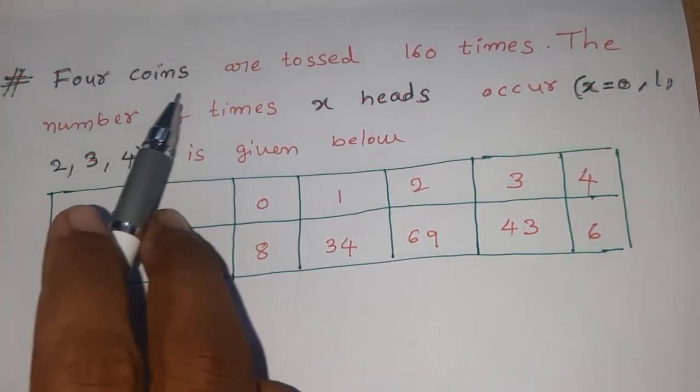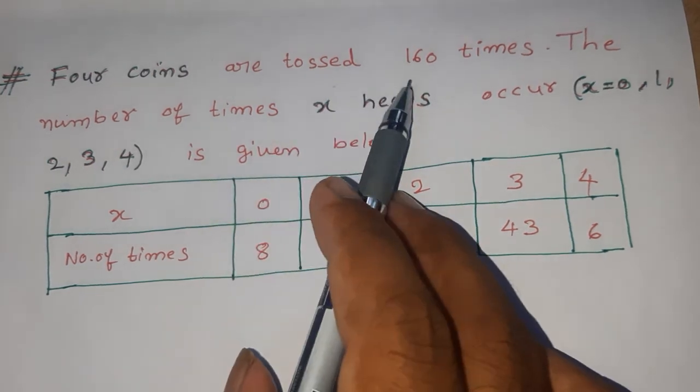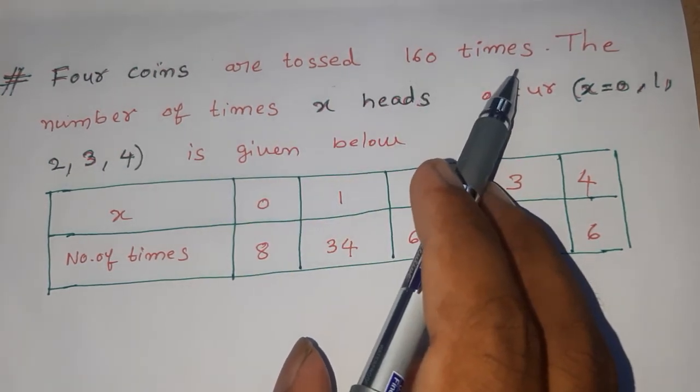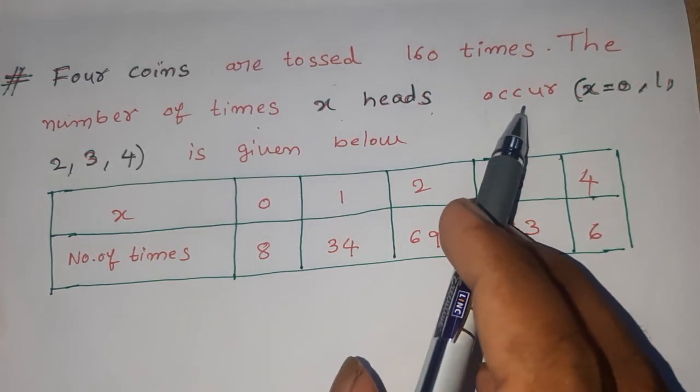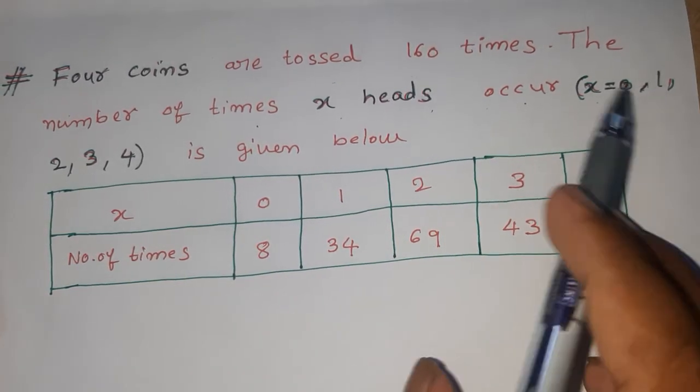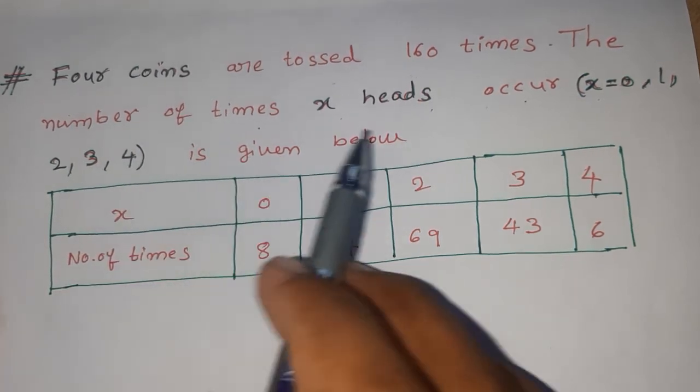Here 4 coins are tossed 160 times. The number of times x heads occur, where x is equal to 0 or 1 or 2 or 3 or 4, is given below.